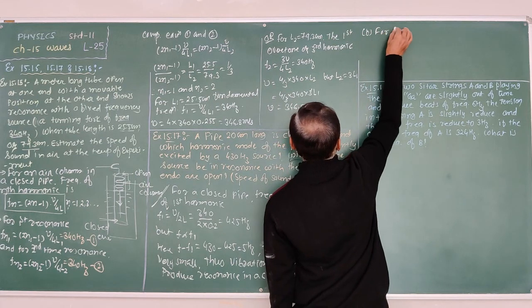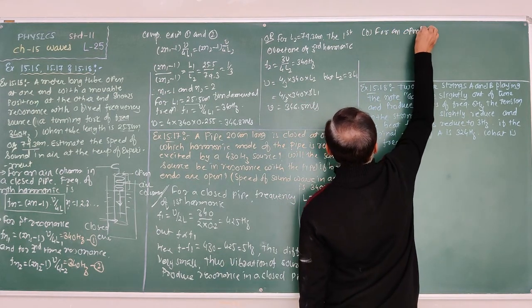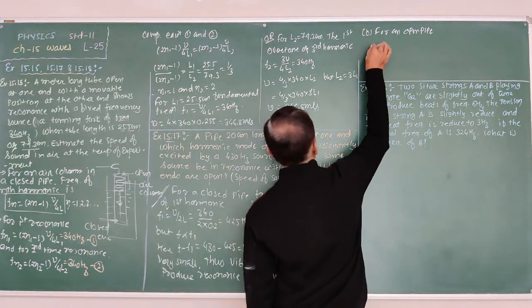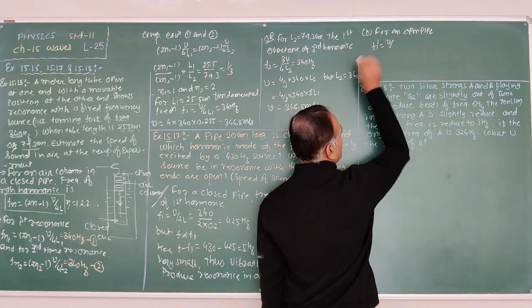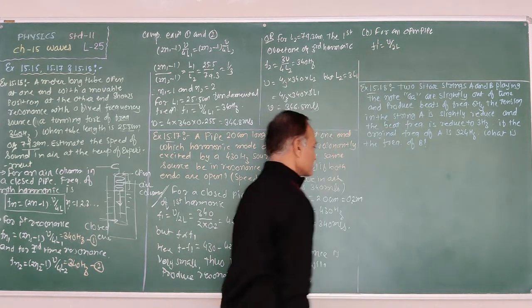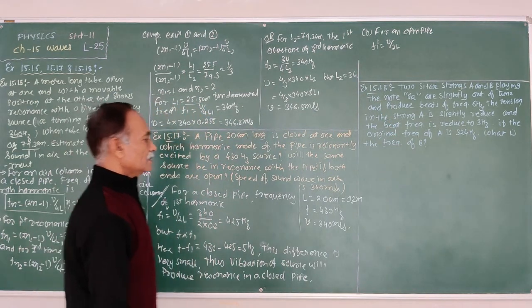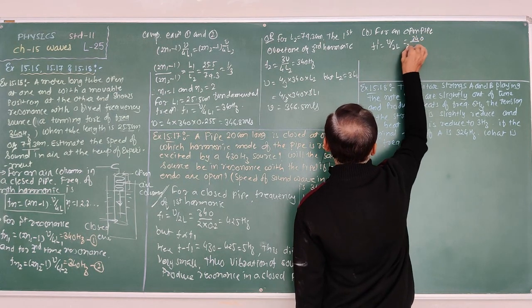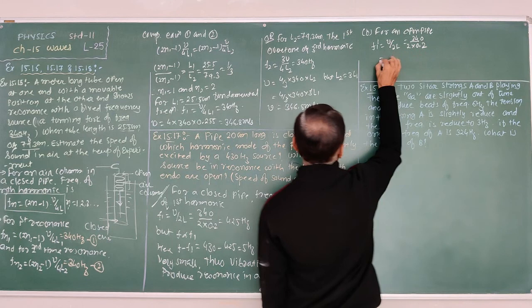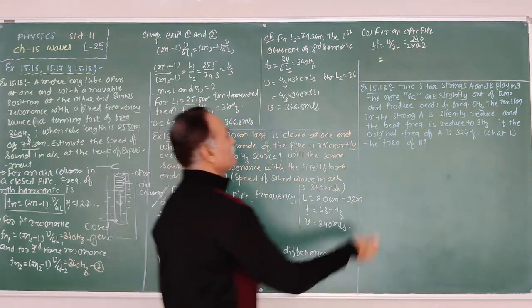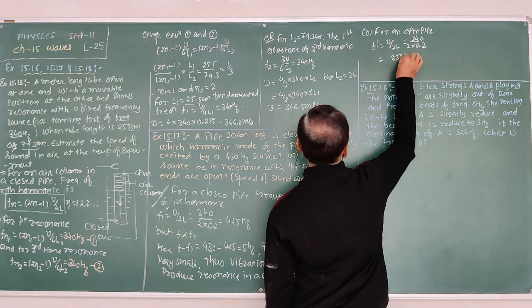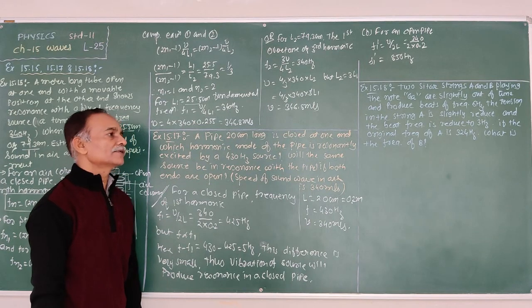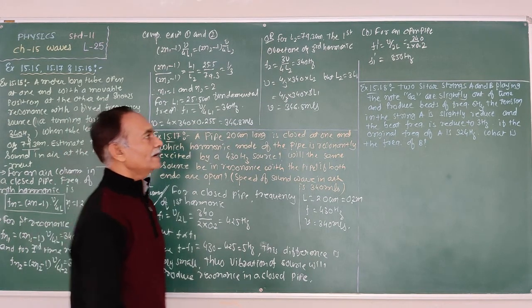For an open pipe, the frequency of the first harmonic F1' is equal to V upon 2L. V is given as 340 and L is 0.2. Therefore, we obtain F1' equal to 850 Hz. For an open pipe, the other harmonics are 2F1, 3F1, 4F1.